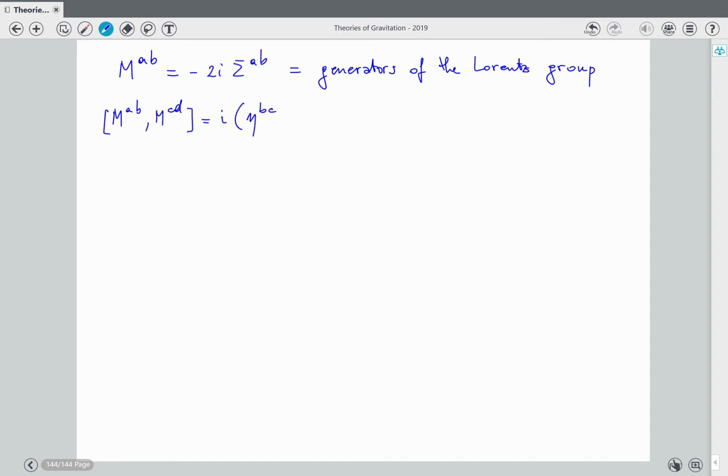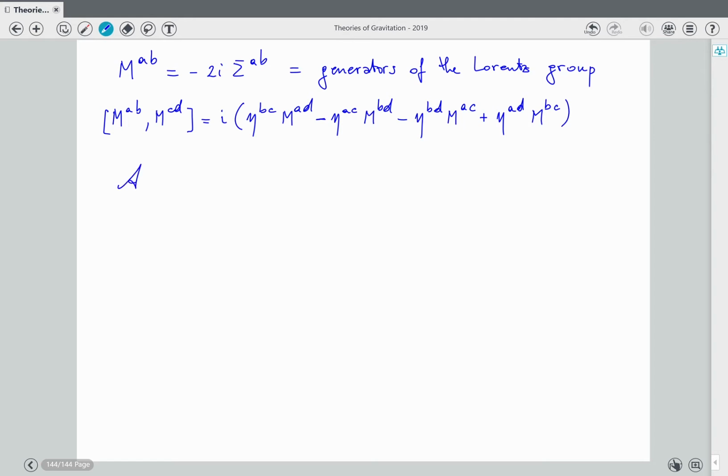eta BC MAD, minus eta AC MBD, minus eta BD MAC, plus eta AD MBC, which tells you that the group closes, namely the commutator of two generators of the group is a combination of generators of the group, so the Lie algebra if you want.